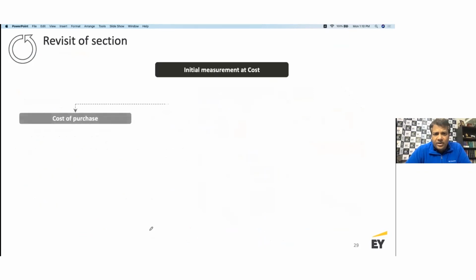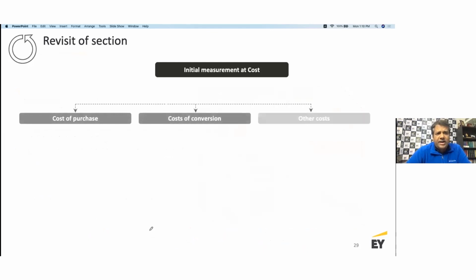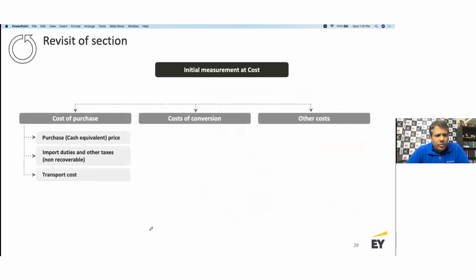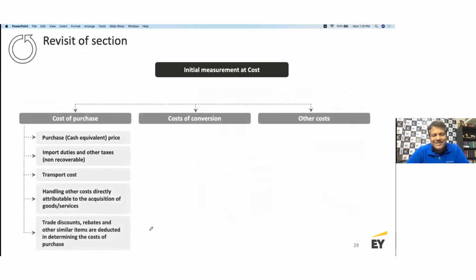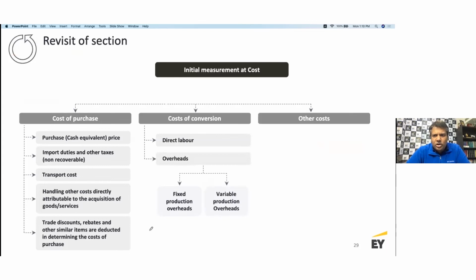Initial measurement is at cost, which includes the cost of purchase, cost of conversion, and other costs. We talked about what goes into the purchase cost, which is the cash equivalent, import duties, transport cost, handling, and less trade discounts. Direct labor, material, and overheads all go as part of my conversion cost. And what goes into other costs is the cost to bring the inventory to its present condition and location, and also the borrowing cost.